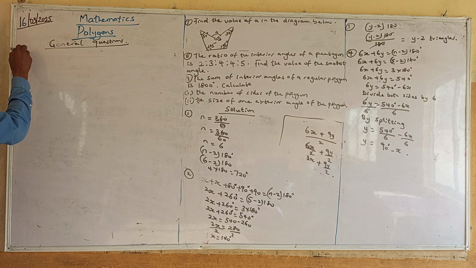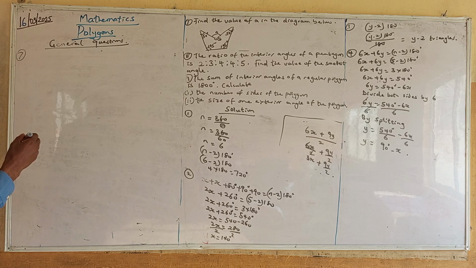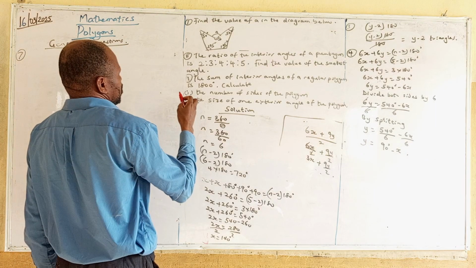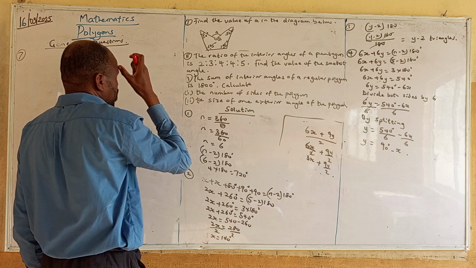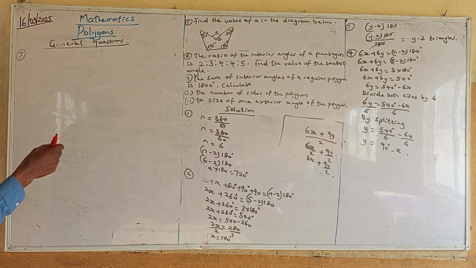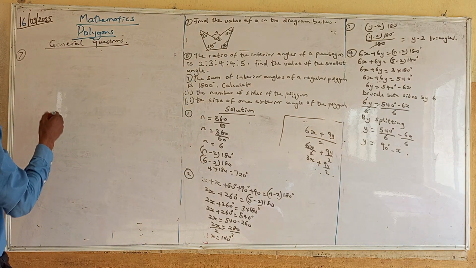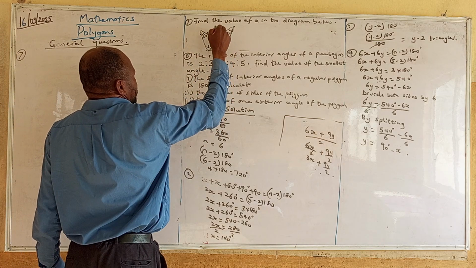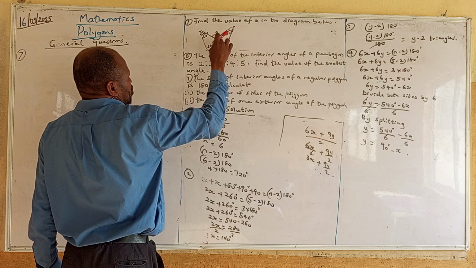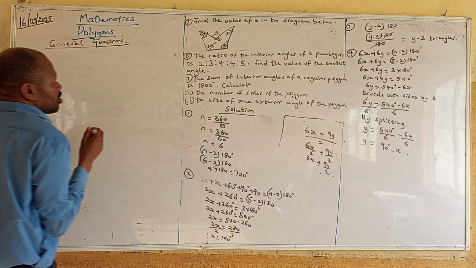Okay, number 7. We have to find the value of A. Now let's check the polygon. We have 1, 2, 3, 4, 5. The number of sides here is 5, and the number of angles is 5. So it's a pentagon. Then let's calculate the sum, and then we know the value of B.